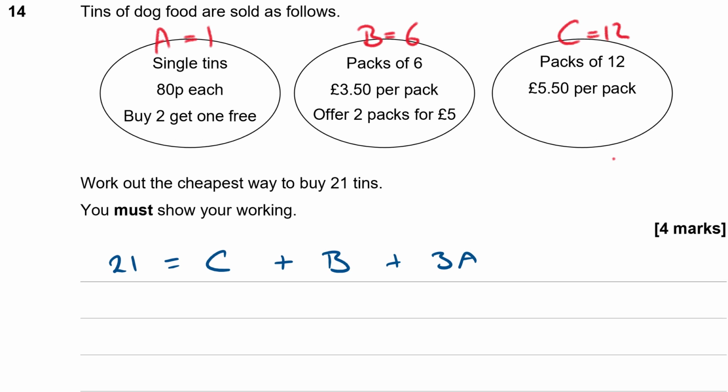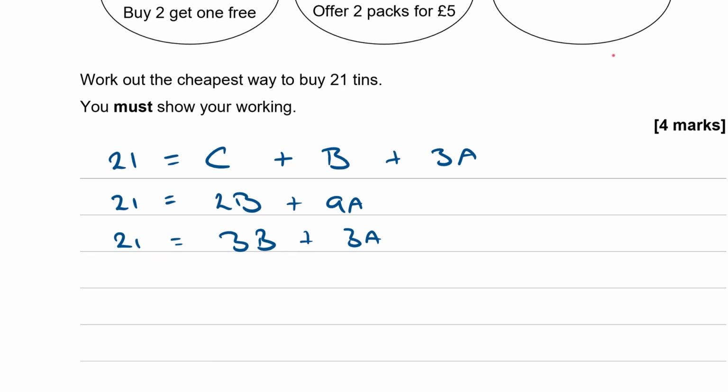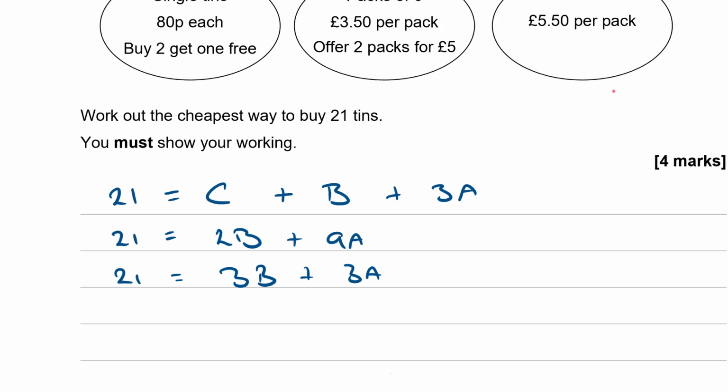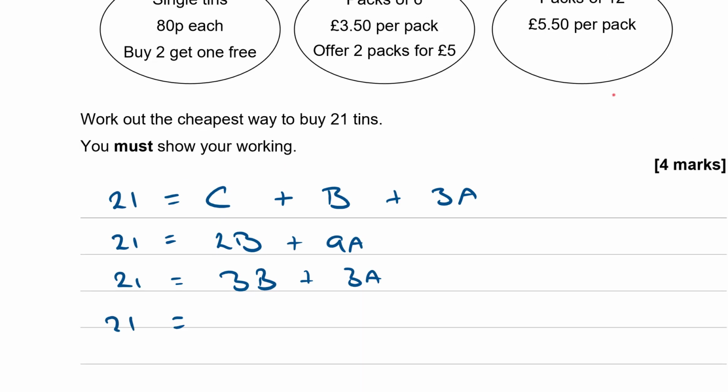Or I could buy 2 packs of B, which would give me 12 tins, plus I could buy 9 single A's, or actually I could buy 3 packs of 6, which would give me 18 tins, plus 3 single ones. Are there any other possibilities? I could buy 1 6-pack. I'm not sure that's a great idea. Plus, what's that, 15 single ones? Or I could buy 21 single ones.